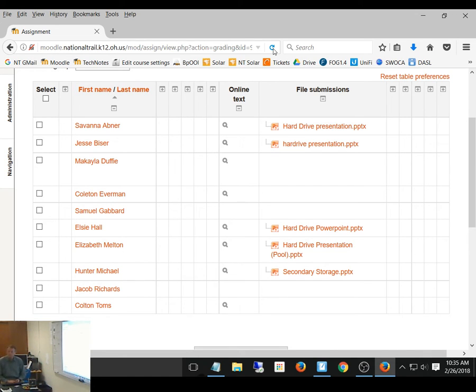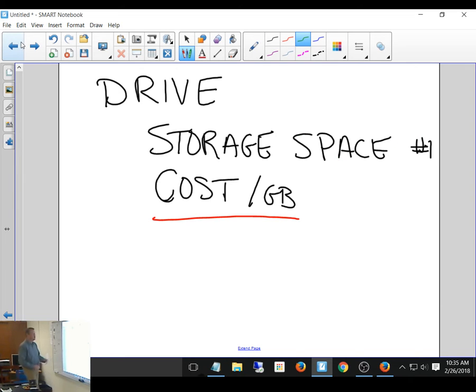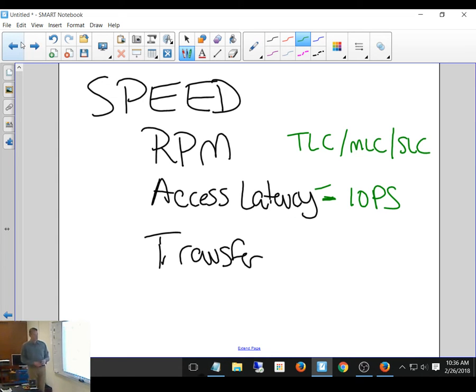What should we put on the chart? That's what I just told you. That was the whole point of this, to show you. You're going to keep track of how big they are, the cost per gig, and then the speeds, whether it's on a traditional drive, the RPM, latency, and transfer rate, or whether it's TLC, MLC, the IOPS, and the transfer rate. Those 5 things. Just write down everything.